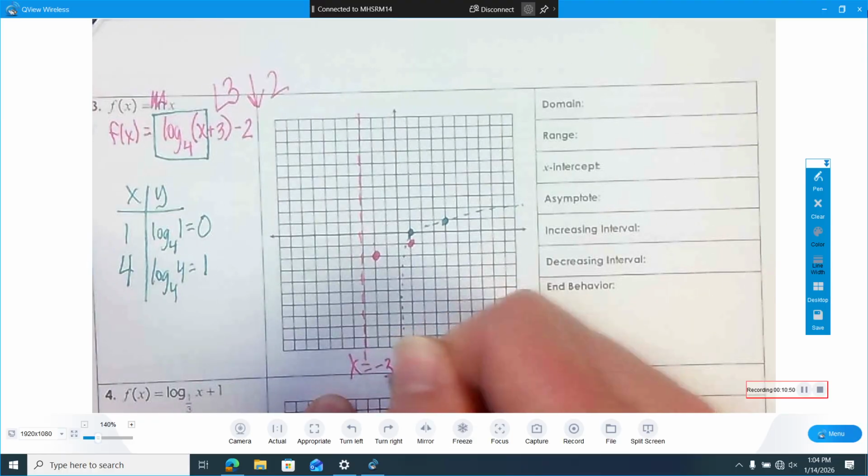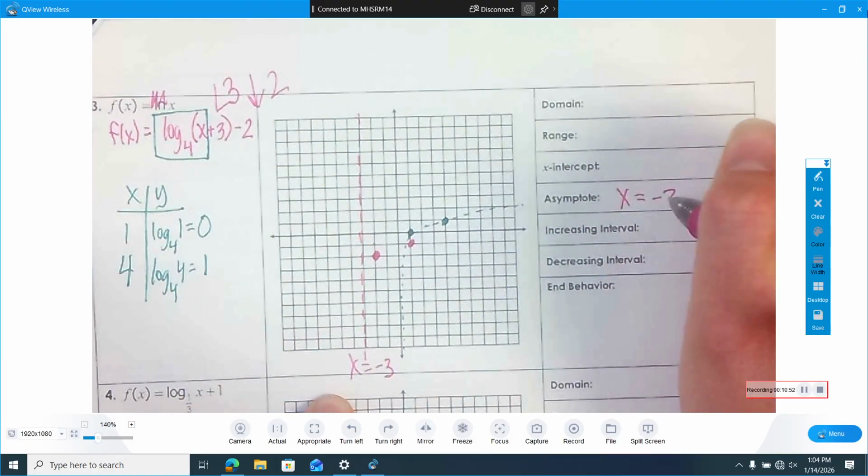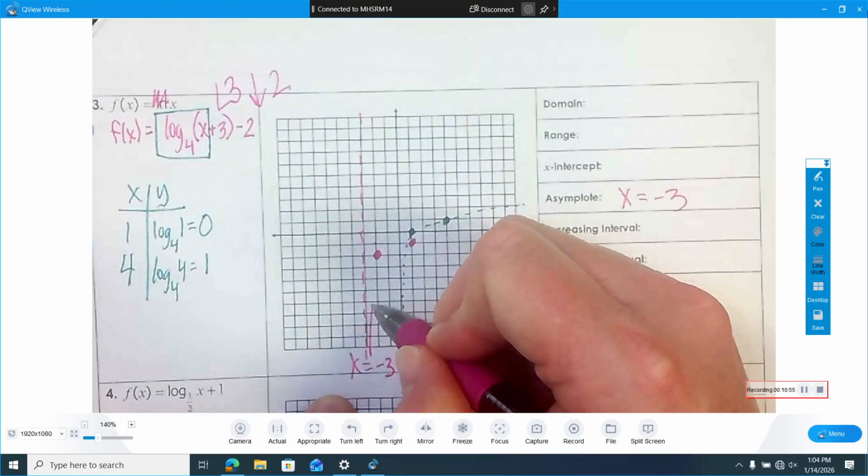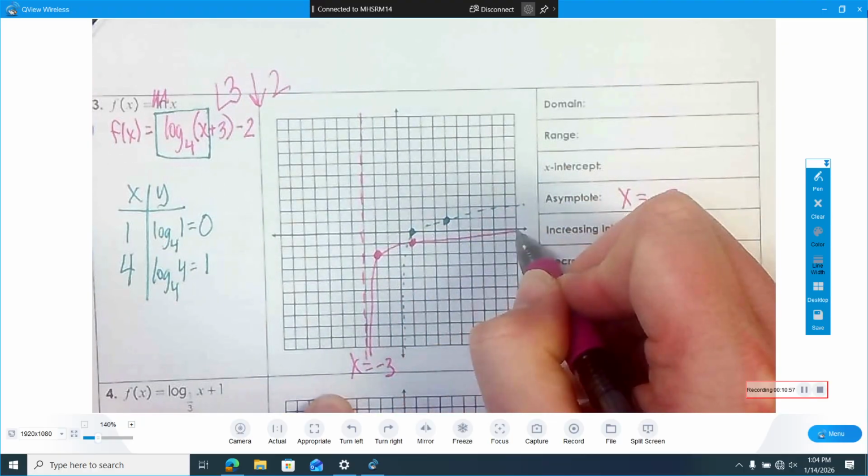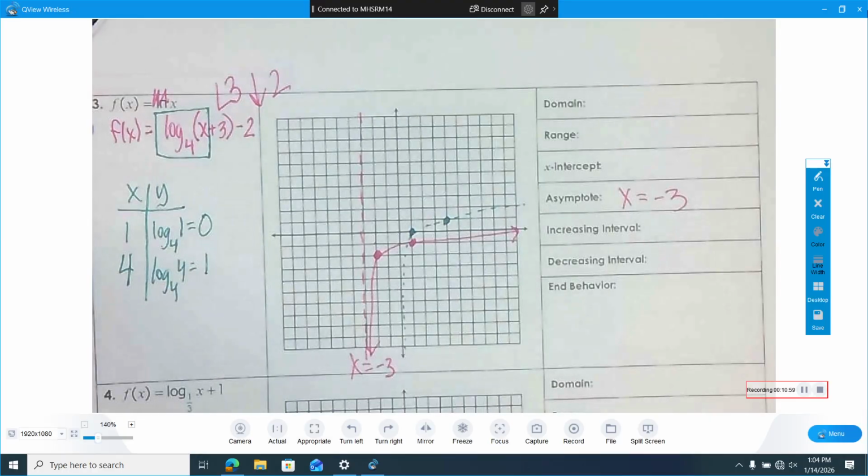X equals -3. And now you can draw your log right. It goes up, up, up, and then sort of fizzles out. And if you make the sound effect, it's way cooler.